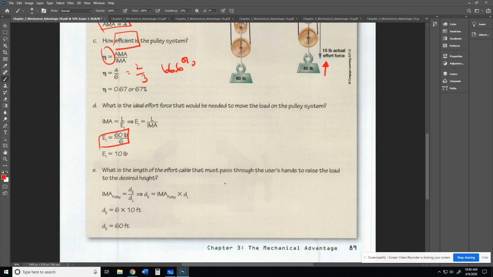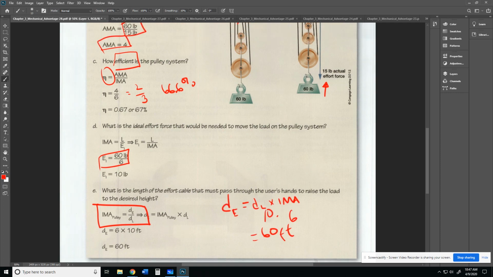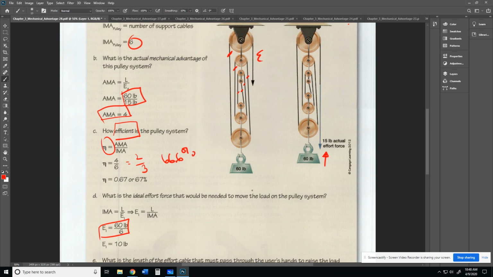What is the length of the effort cable that must pass through the user's hands to raise the load to the desired height? And this is the last thing that we talked about, where the other definition for the ideal mechanical advantage is the distance that the effort cable travels divided by the distance that the load cable travels. That means that you pulled 60 feet on one end in order to get this thing up 10 feet. It makes sense that you're not going to get something for free. You're going to be pulling on this 60 feet worth. That's how much rope you're going to pull in order for this thing to raise 10. Does that make sense? I hope it does.